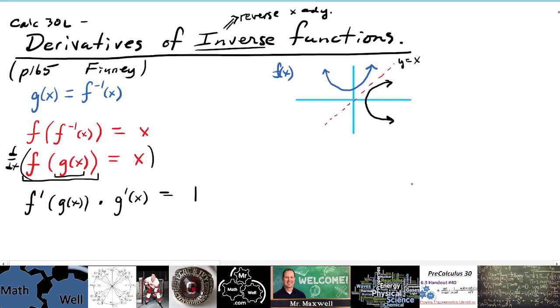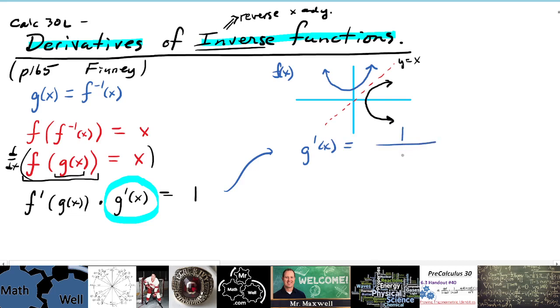All right, that might not seem too earth-shattering just yet, but look at the title of our lesson, Derivatives of Inverse Functions. And looky what I have here now. I have the derivative of an inverse function, okay? So I'm going to isolate that now. So g prime of x is actually equal to, super simple, 1 over f prime of g of x. That's it.